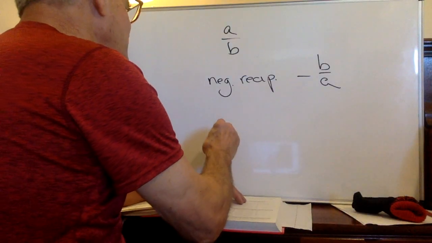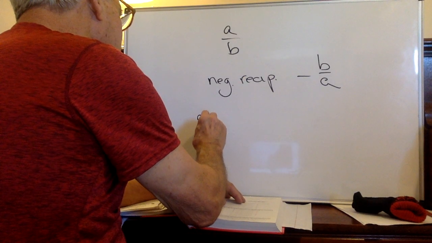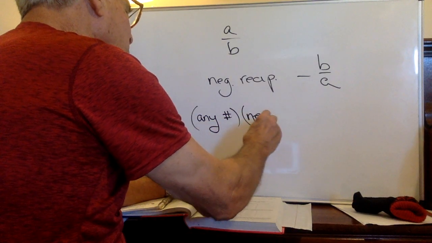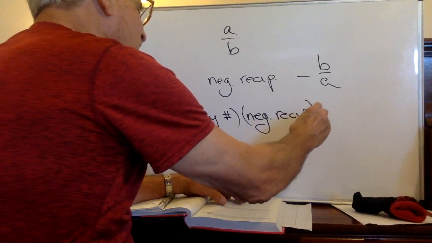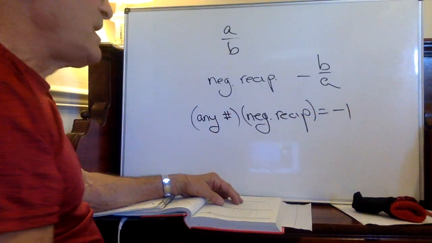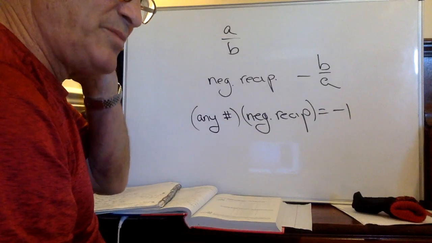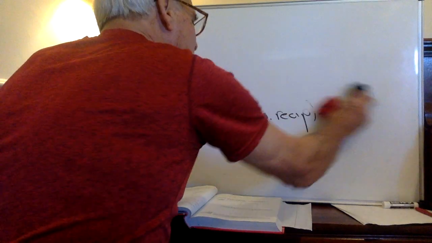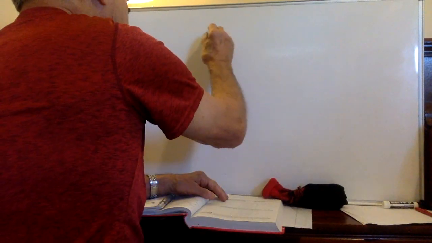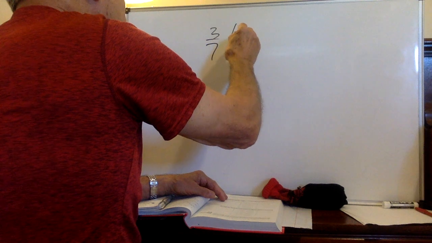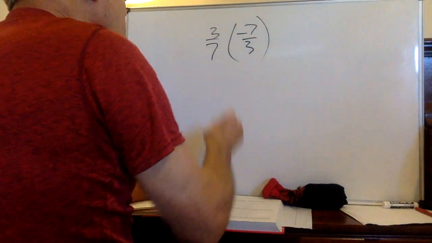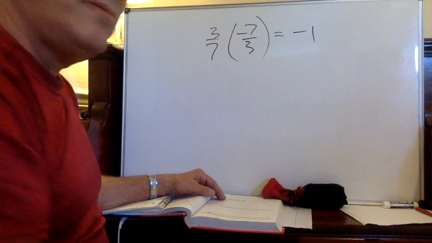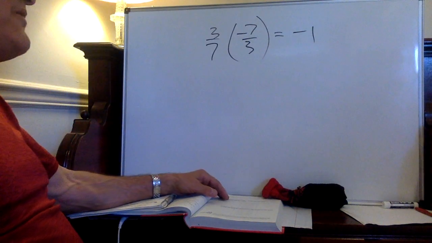Another way of thinking about this is any number times its negative reciprocal has to equal negative 1. The product of any number times its negative reciprocal has to equal negative 1. So if I had any fraction, 3/7, the negative reciprocal, turned over and negated, is negative 7/3. 3/7 times negative 7/3 is equal to negative 1. The product of any number times its negative reciprocal is negative 1.